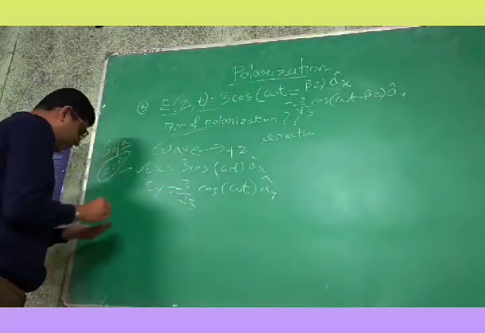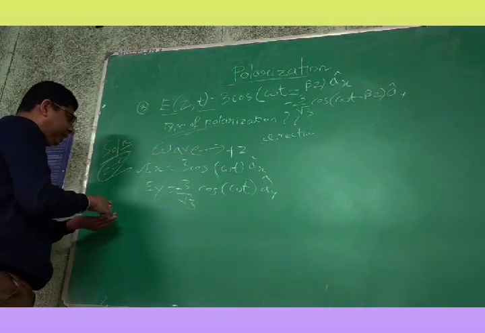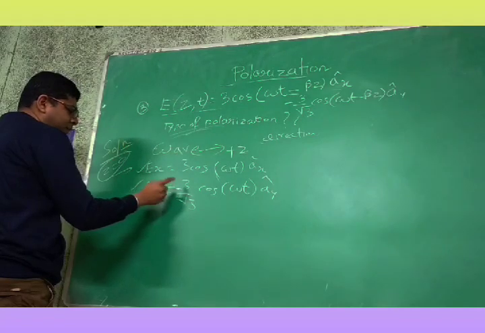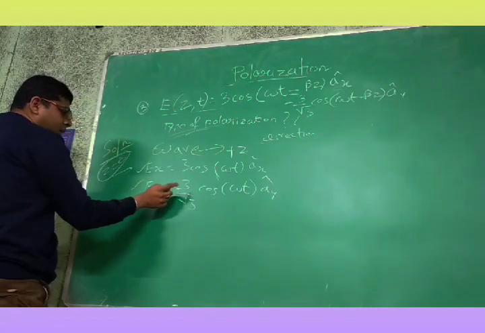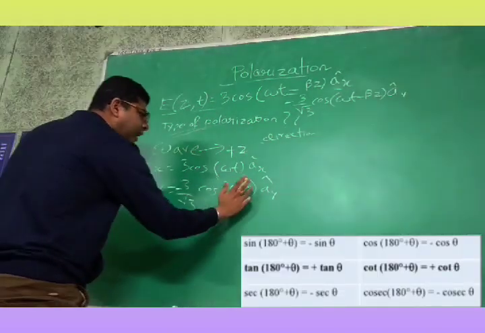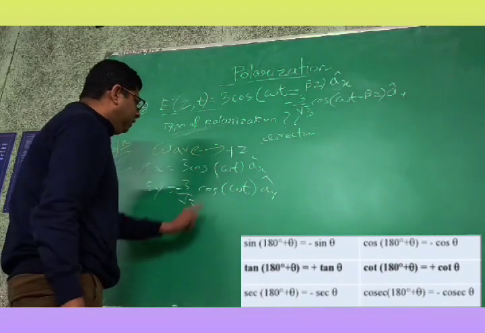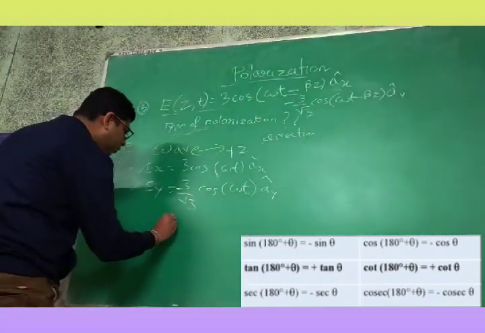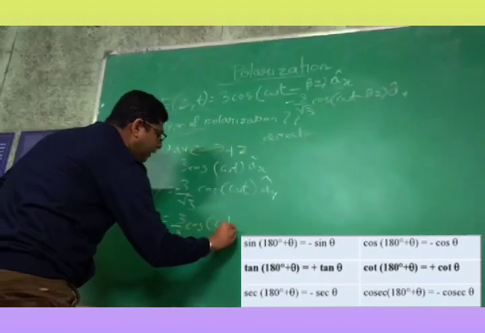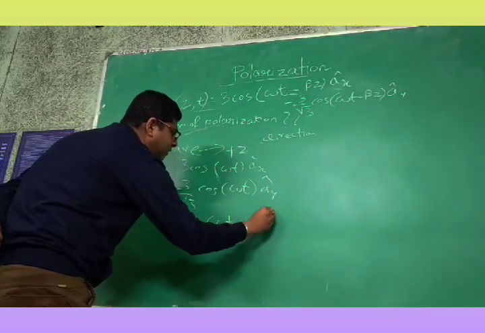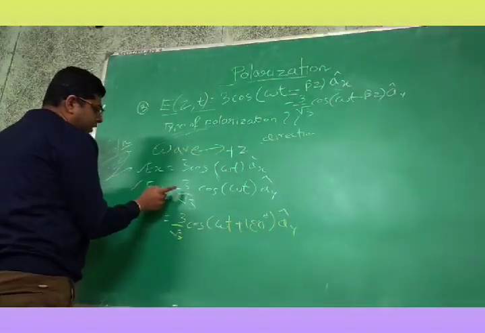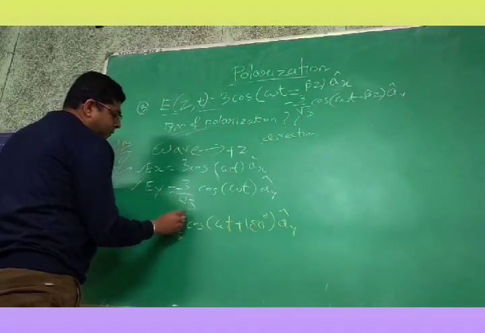No need to worry about this one. What you can do is change this component. There is a minus here, right? As I told you in the previous problems, you can take the effect of this minus by adding a 180 degree within this cos, in the angle part. So you can write 3 by root 3 cos of omega t plus 180 degree. Simply we are considering this minus by this.